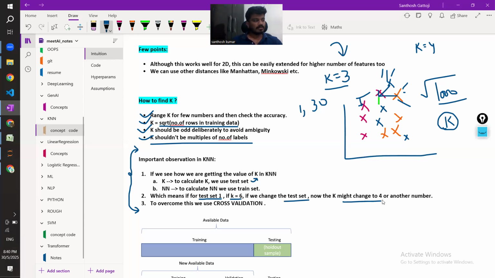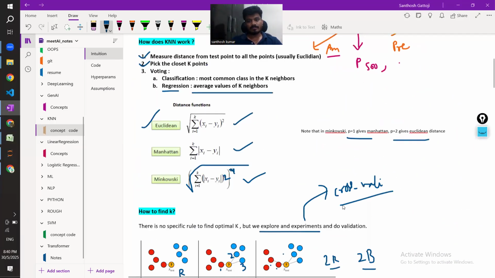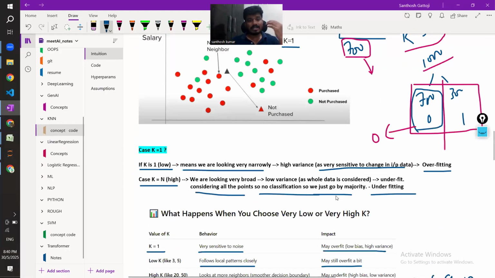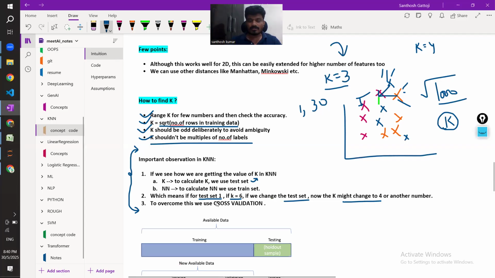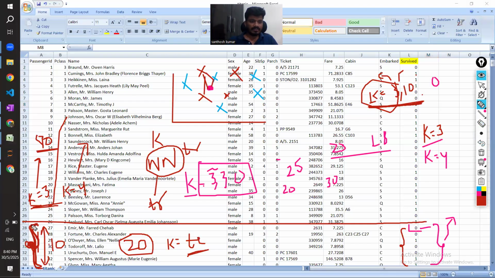So now I said there is one concept called cross validation. The reason is, from this point only we will study that. This is a very interesting point, you see. So I am saying this is my test data set. If it is 10, for example, I am considering these 10 data points. For this, there could be some k which is working.